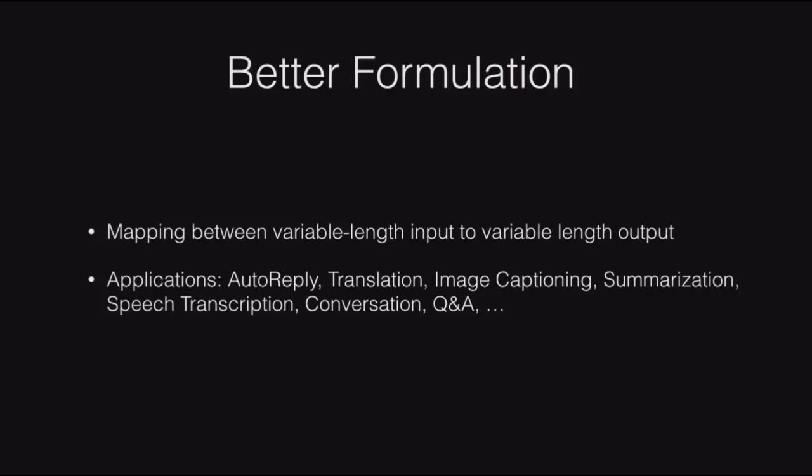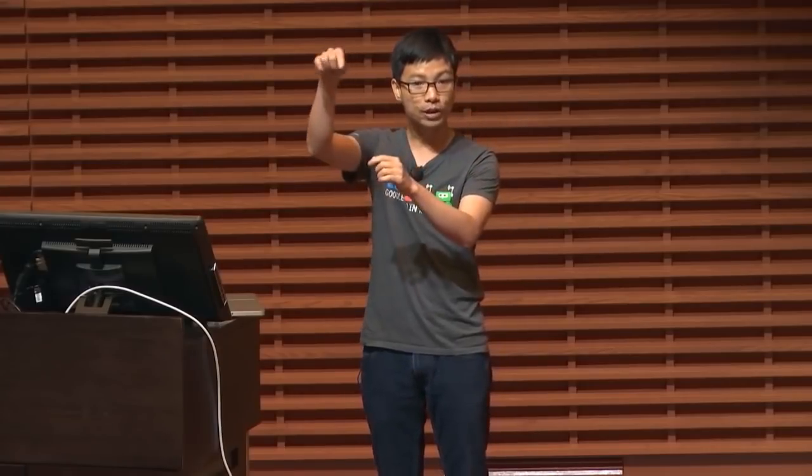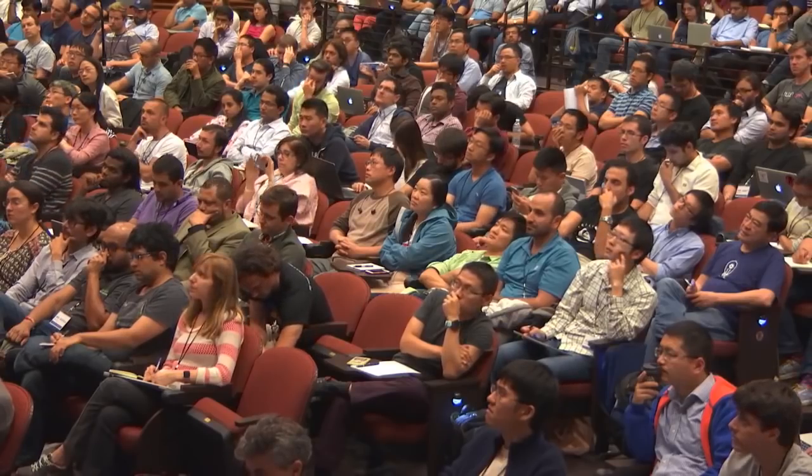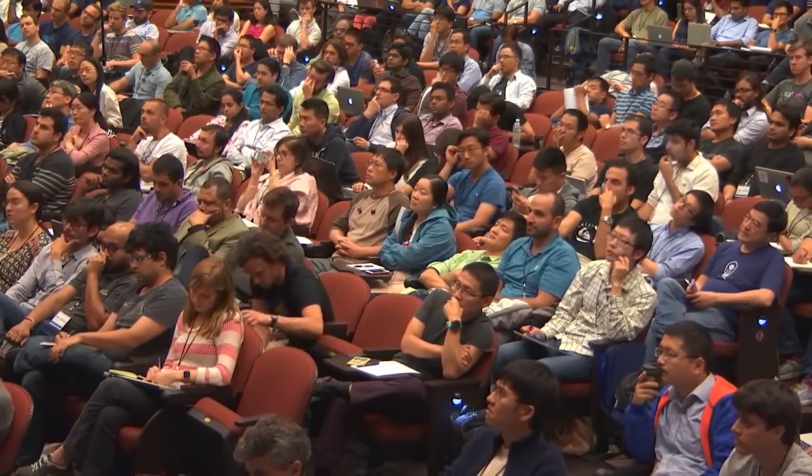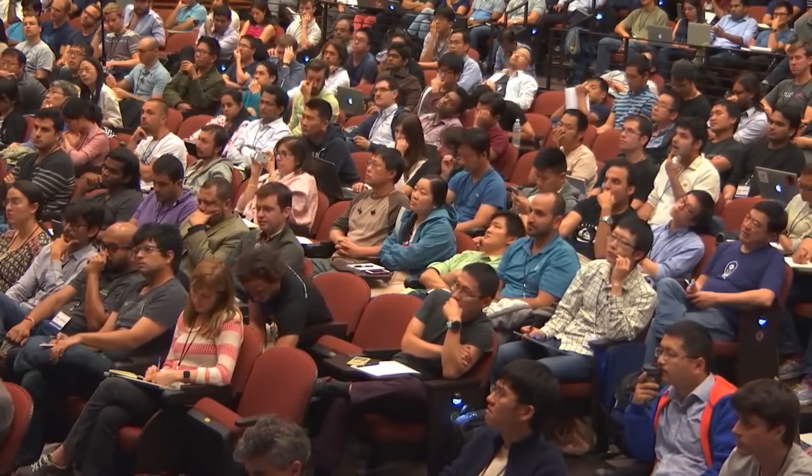You can do image captioning. So the input would be a fixed length vector, a representation coming from ConvNet, and then the output would be the cat sat on the mat, right? Or you can do summarization. The input would be a document, and the output would be some summary of it. Or you can do speech transcription, where the input would be speech frames, and the output would be words. Or you can do conversation. So basically, the input would be the conversation so far, and the output would be my reply. Or you can do Q&A, et cetera, so we can keep going on.